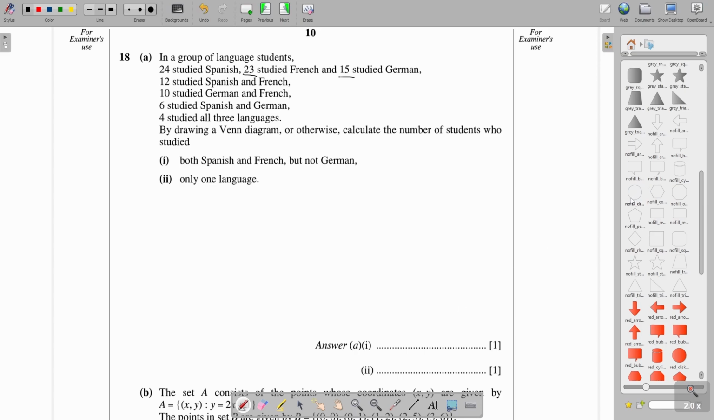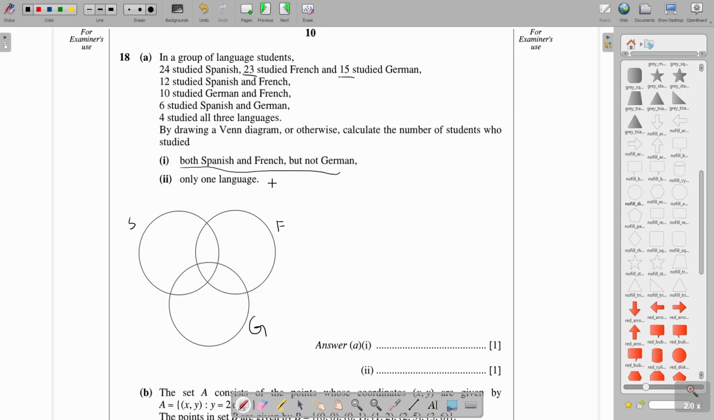So I think in these questions, drawing a Venn diagram makes things very, very easy. So I am going to do that. So let's just have our circles there. All right. So we'll call this one Spanish, French, and German. Both Spanish and French, but not German, is what we want, the number of students who studied this.